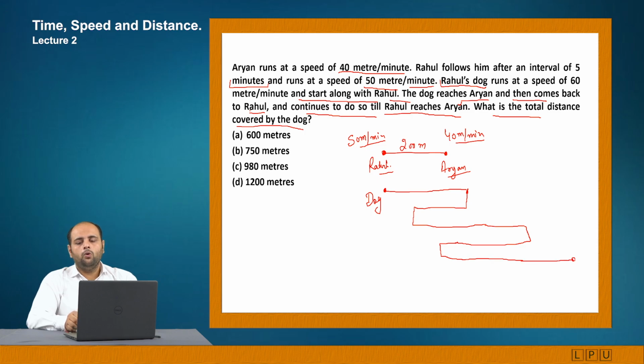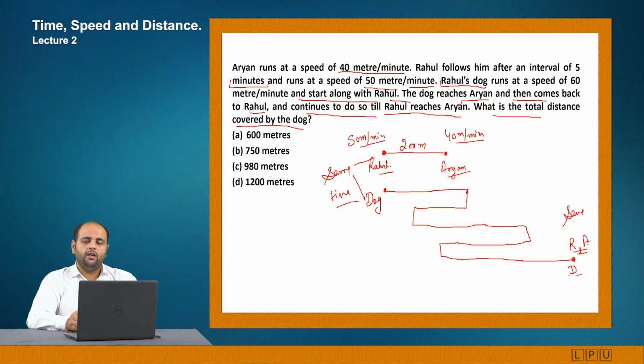And when Rahul catches Aryan, the distance becomes 0 at the same time. So here are Rahul and Aryan, and the dog will reach the end at the same time. Okay, so this is the distance covered by the motion of the dog. Now we have to find out this total distance. As we know, Rahul and the dog start at the same time and reach the end at the same time.